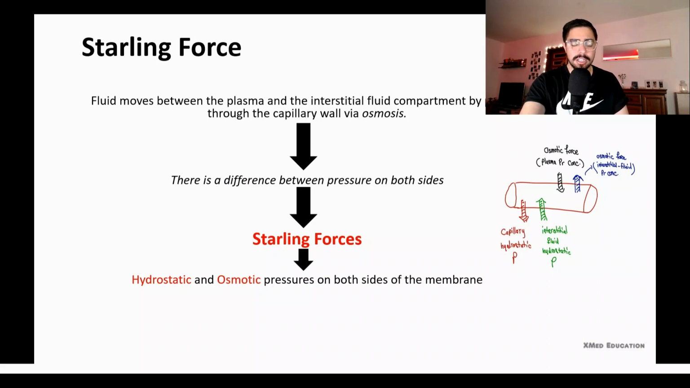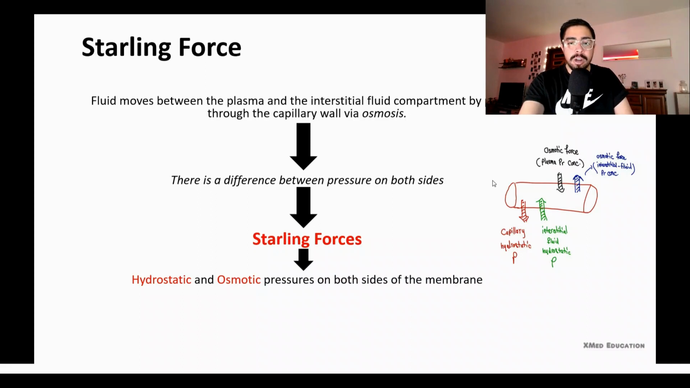So what is the Starling force? When the blood arrives at the capillary, we have two different spaces that we need to talk about. First, inside the capillary, which has the plasma, and outside, which has the interstitial compartment and interstitial fluid. And the pressure in the interstitial fluid and capillary are different. Why? Because of two reasons.